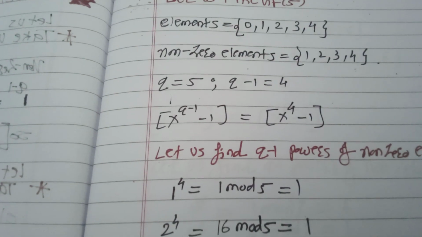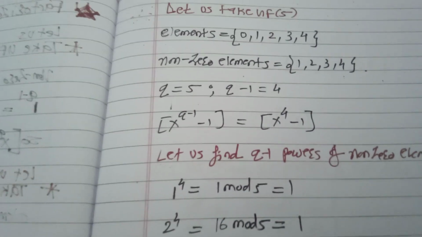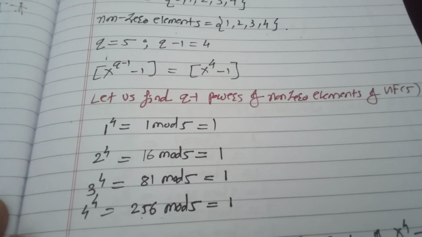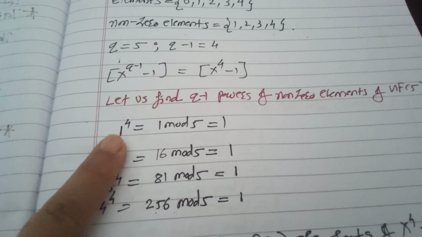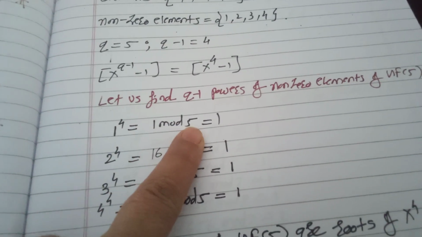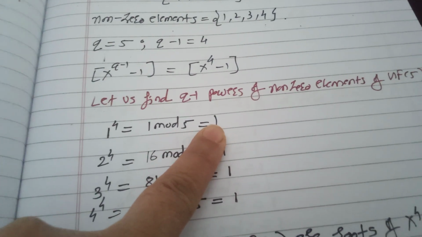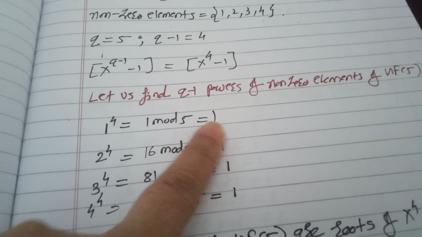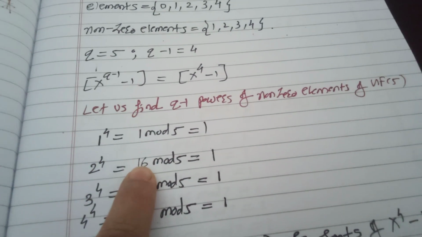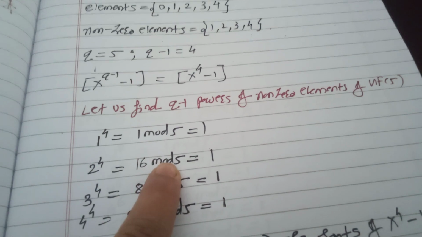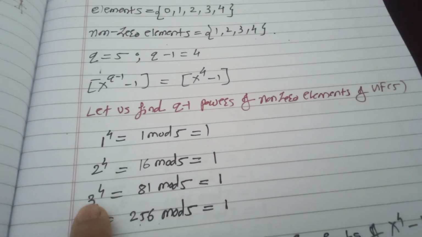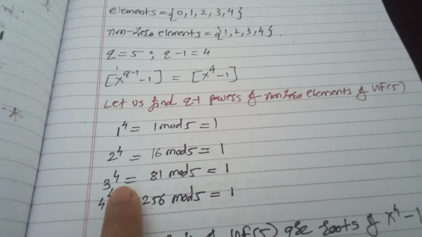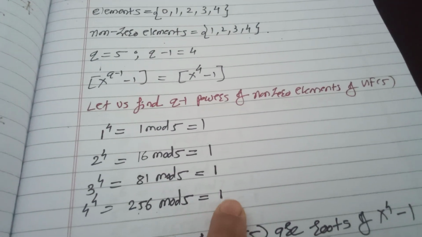Then x raised to q minus 1 is equal to x raised to 4 minus 1. So let us find the q minus 1 powers of the non-zero elements of Galois field 5. 1 raised to 4 is equal to 1 mod 5, so that is equal to 1. If you divide 1 by 5 and take the remainder, it will be 1. Then 2 raised to 4 is equal to 16 mod 5; 16 by 5, the remainder is 1. 3 raised to 4 is 81, mod 5, that is also 1. 4 raised to 4 is 256 mod 5, that is also 1.